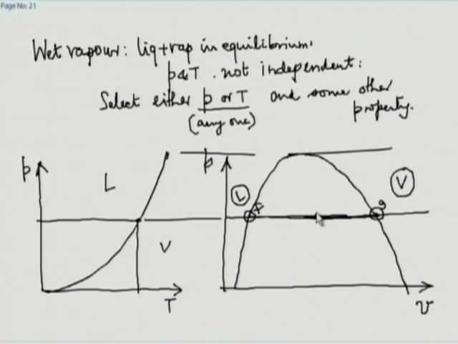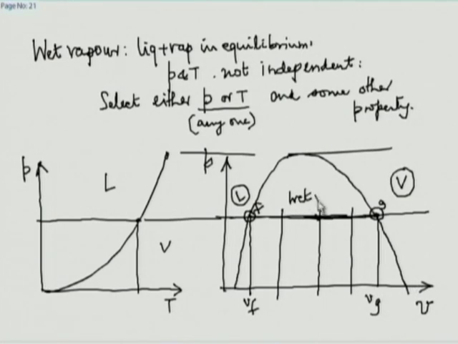And now you can see that the pressure could be this, but depending on the volume, the state could be, if the volume is this much, saturated liquid. If the volume is Vg, the state could be dry saturated vapor. If the volume is anything in between, here, here, here, the state would be from here to here, wet vapor.